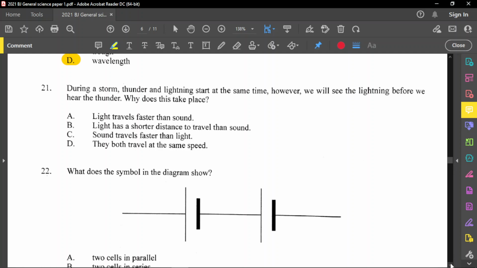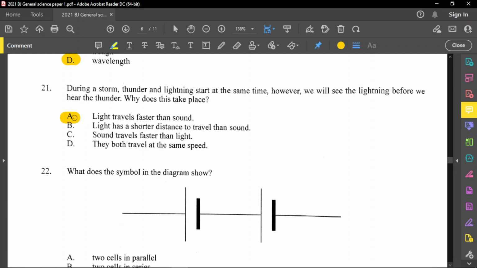There are two types of energy. The lightning is light energy. The thunder is sound energy. And light travels faster than what? Sound. So 21 right off the bat here has to be A. Must be A. Because again, light travels faster than sound, even though they're producing from the same source.